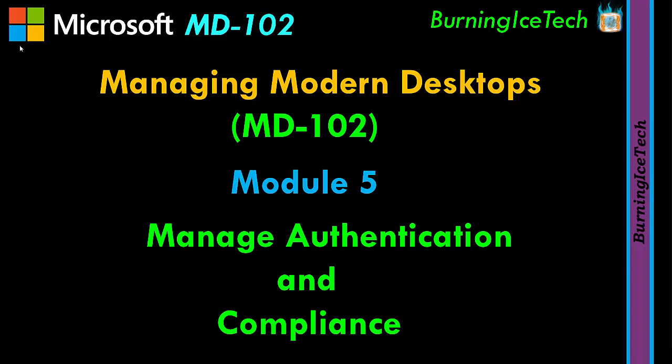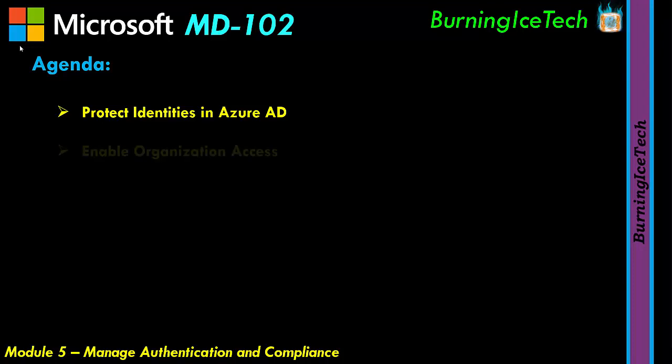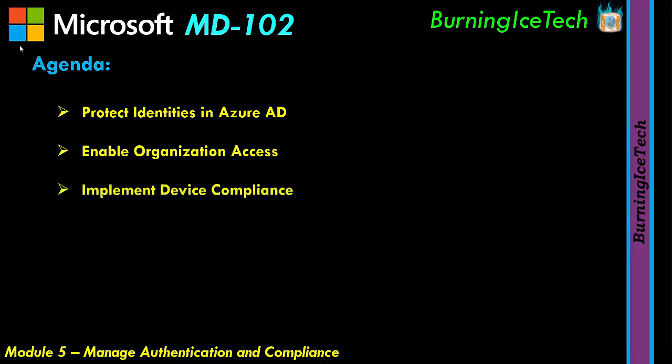Today's module is called Manage Authentication and Compliance. It consists of 4 main sections. Let's start by putting them on a screen for you guys. The first one will be Protect Identities in Azure Active Directory. Then we'll move on to Enable Organization Access, followed by Implement Device Compliance. And then the fourth and the last one we'll cover in this module will be Generate Inventory and Compliance Reports.